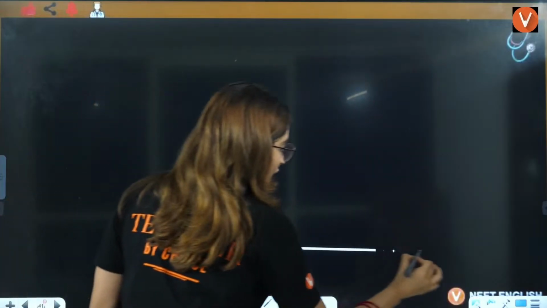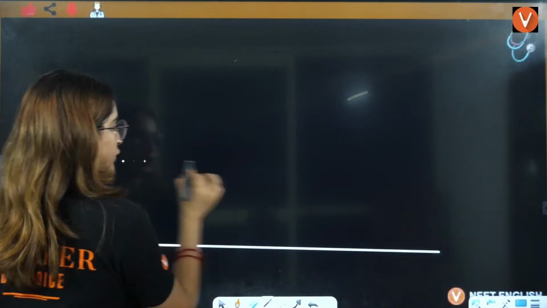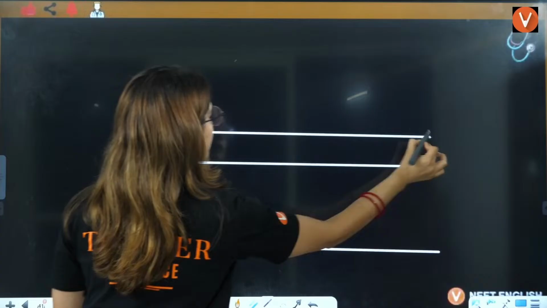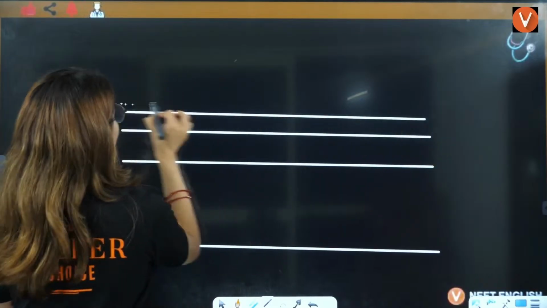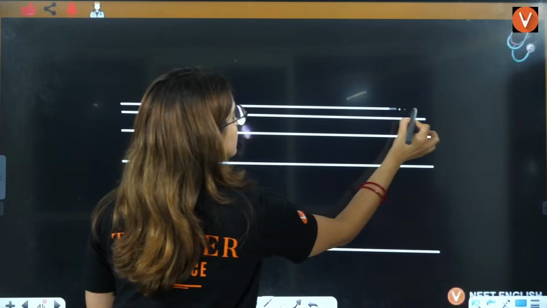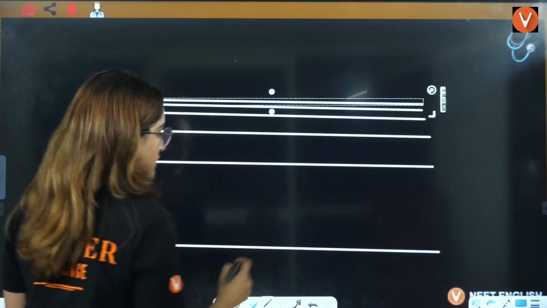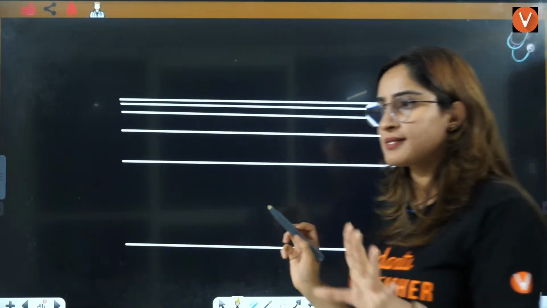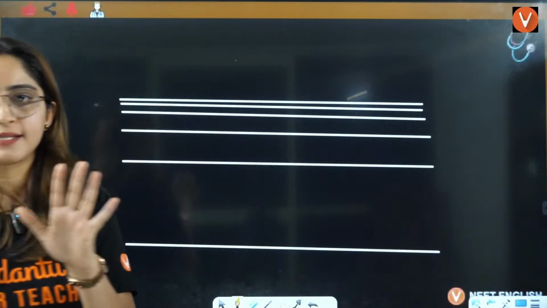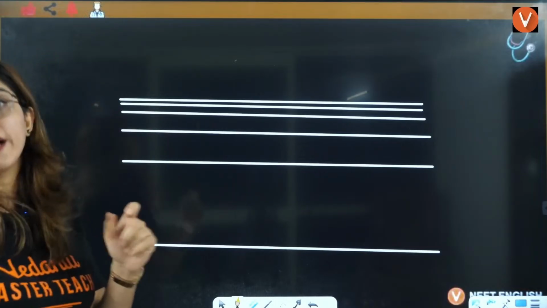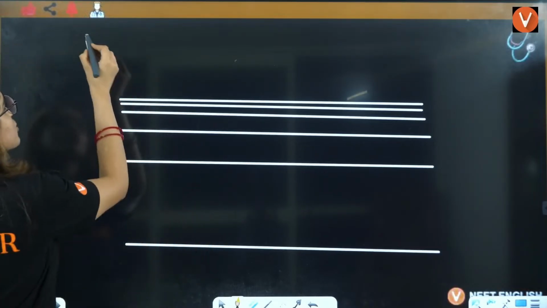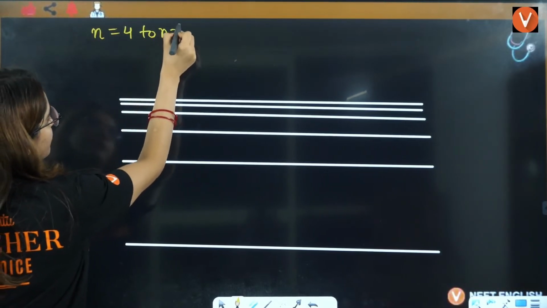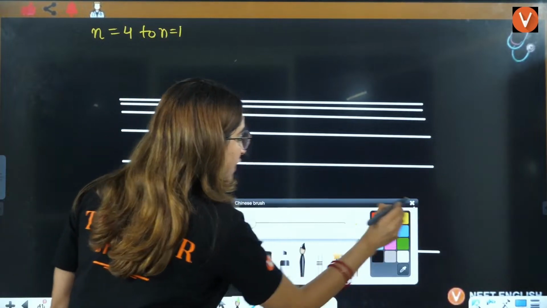Long method is you have this is N1, this is N2, right? This is, let's say, N3. Let's say this is N4. This is N5, right? This is N6 and so on. Now, we will talk about one case. I'll tell you how exactly it is done. We have to calculate the number of spectral lines, okay? So, let's say they are talking about n equals 4 to n equals 1, okay? Understand this very carefully.